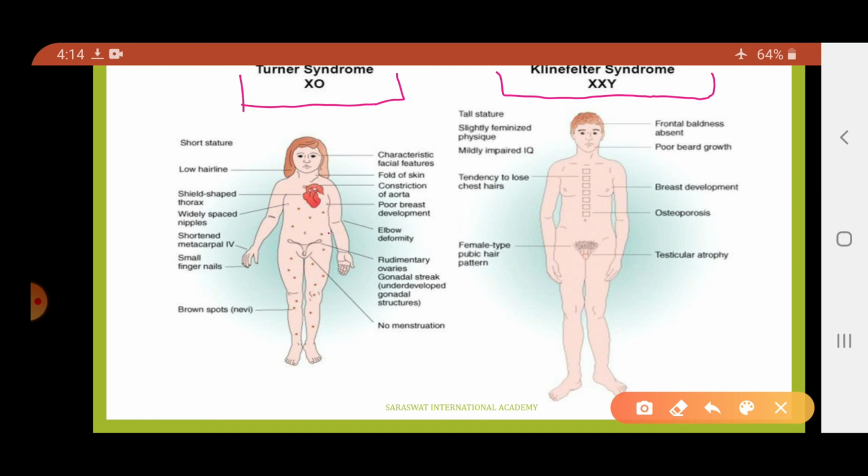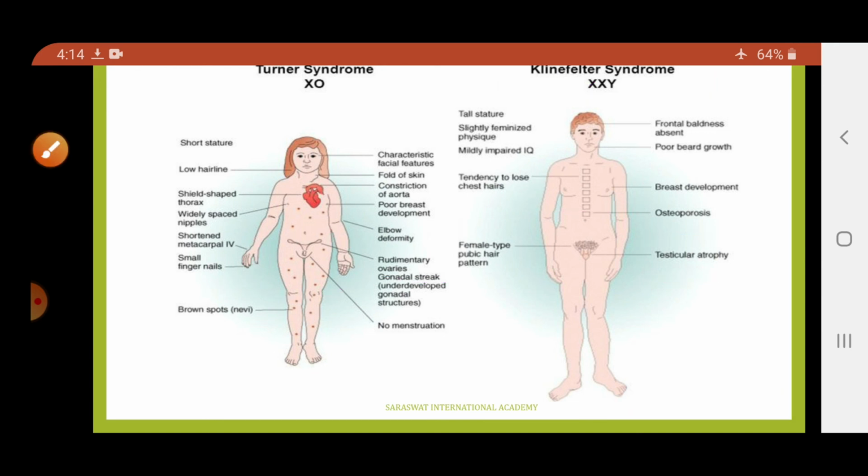सो द मेन थिंग इज़ हियर यू कैन सी द ओवरीज आर rudimentary. Due to that there won't be menstruation as well as gametes formation भी नहीं होगी. And here you can see that the breast development is more because of the additional X chromosome. And testes atrophy, that is उनके tissues damage हो जाते हैं. So this is one of the symptoms of the Klinefelter syndrome.